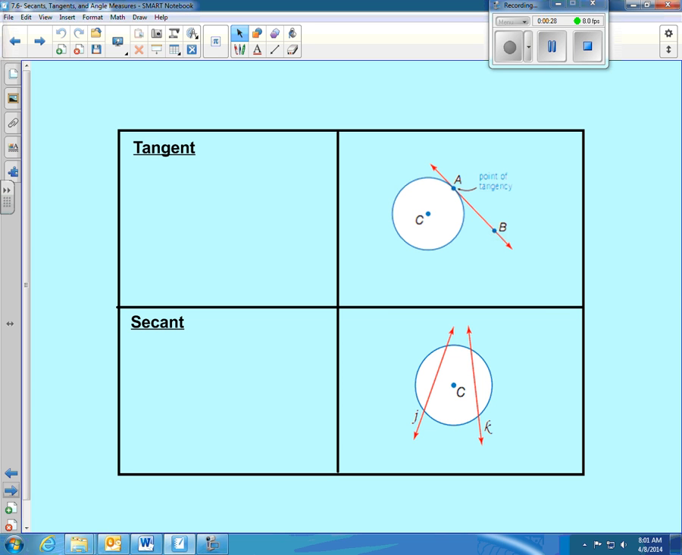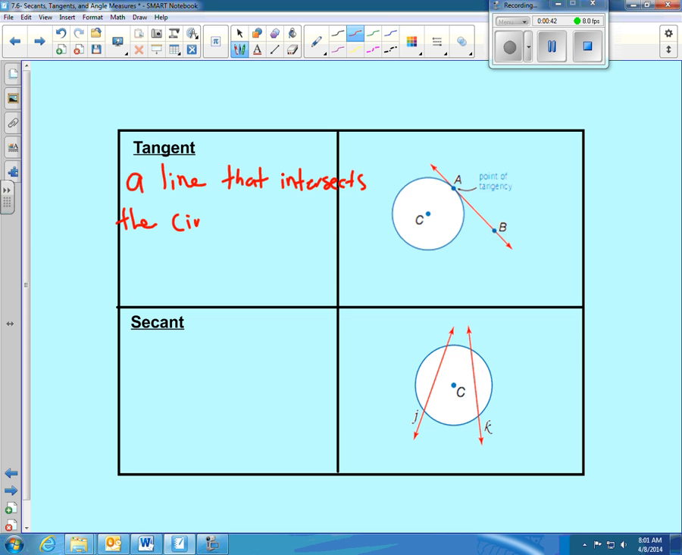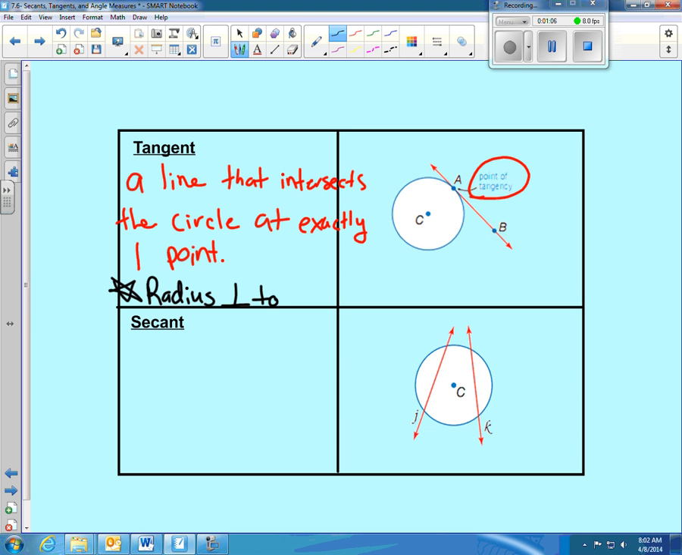Remind yourself that a tangent is a line that intersects a circle at exactly one point. Remember that point is called the point of tangency. Also, we talked about in our 7.5 notes that the radius is perpendicular to the tangent. The radius is perpendicular to the tangent.